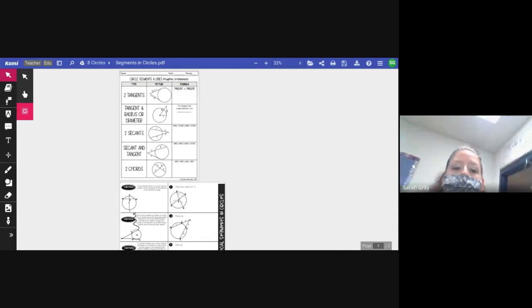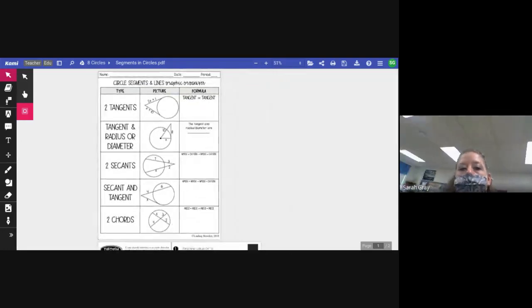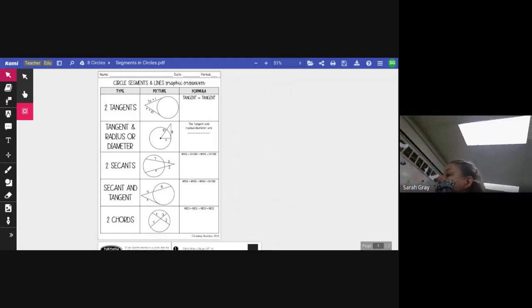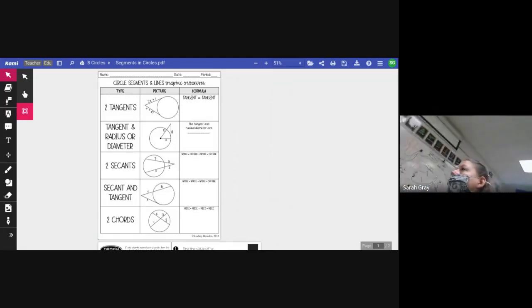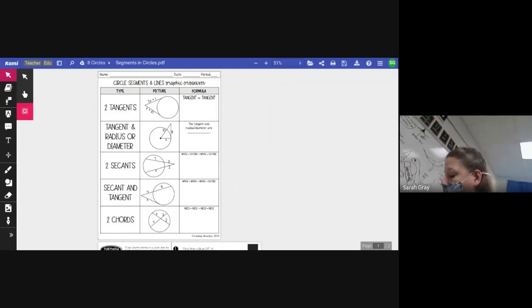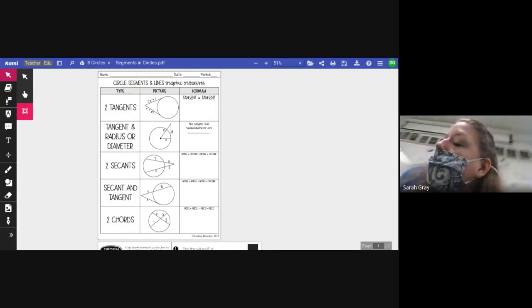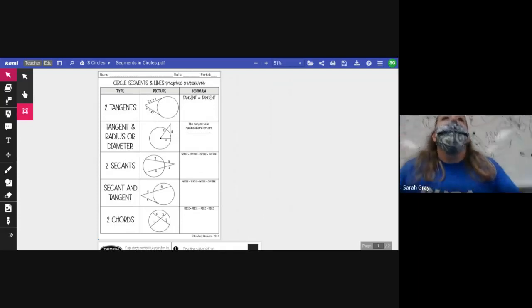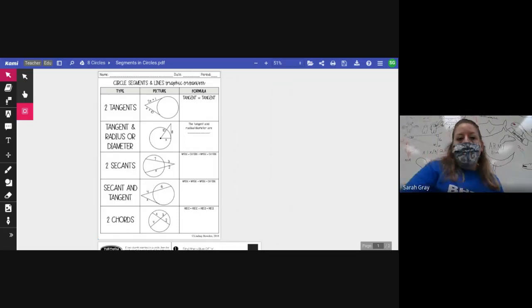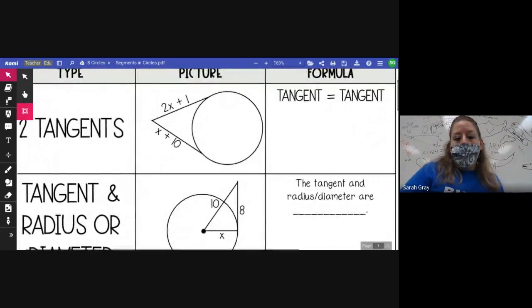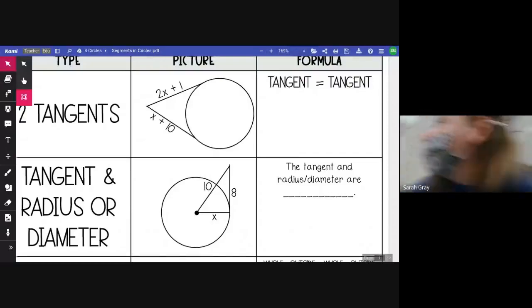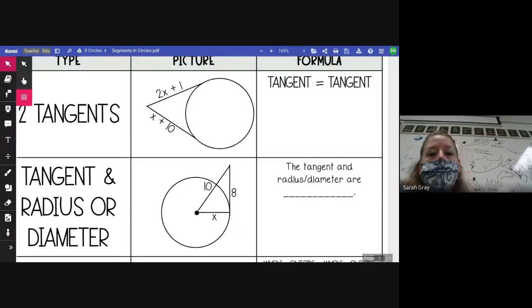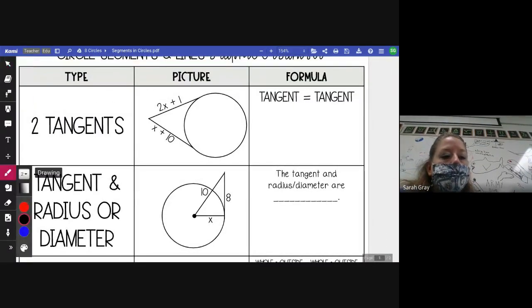All right, so your notes file looks like this. Go ahead and open it up. Yesterday we talked all about angles and arcs. Today we're talking about the segments inside of circles.